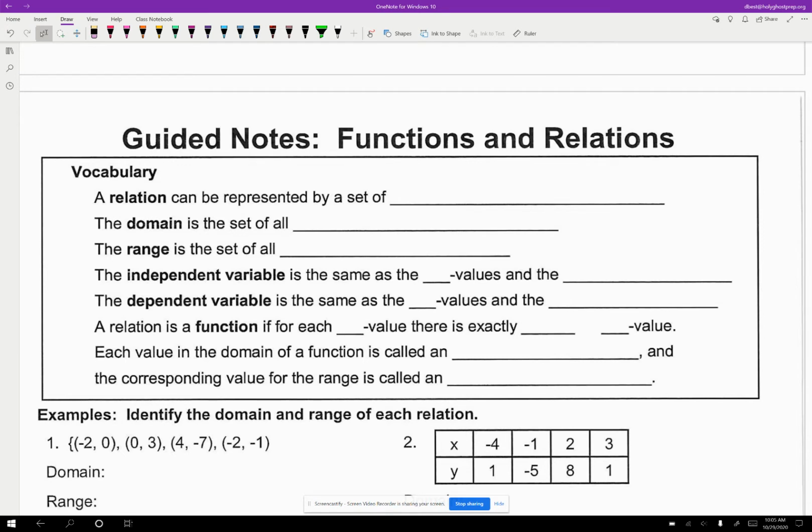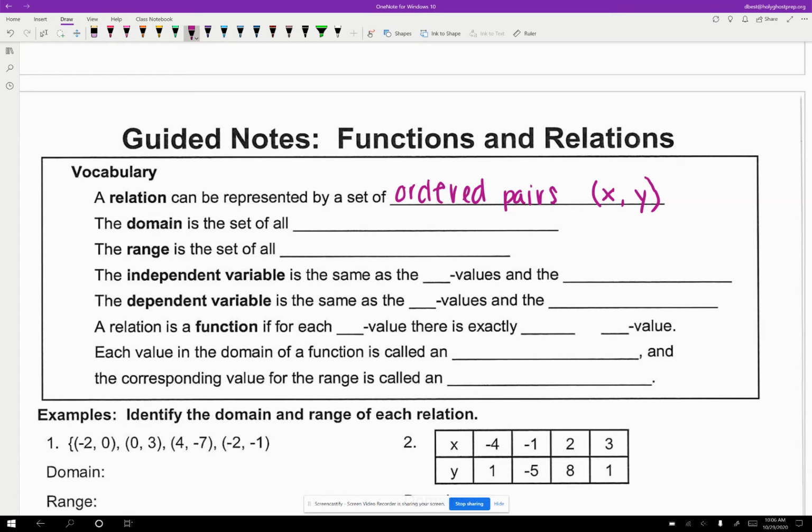So the first thing is what a relation is, and it's represented by a set of ordered pairs. And we've been seeing ordered pairs with our graphs before, so these are not new. So it's kind of just like a list of numbers. And remember, ordered pairs go in the order x, y. So all your x values come first, then your y values.